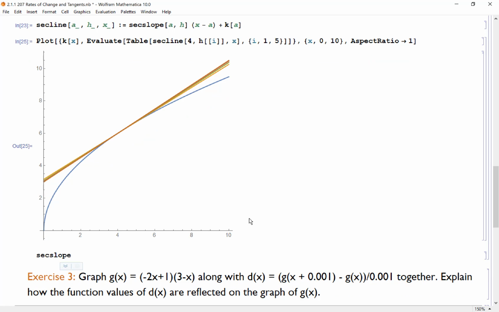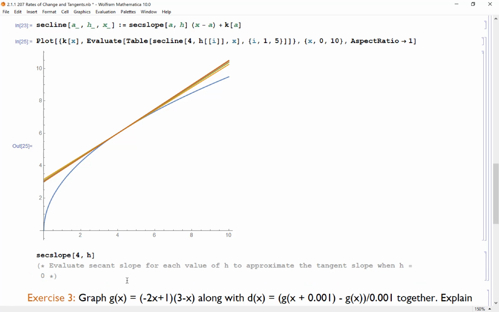I'm going to do the same thing we did earlier. We're going to do secant slope. We have an a value of 4, and we're going through h. And let me leave my comment again. We're going to evaluate secant slope for each value of h to approximate the tangent slope when h equals 0.